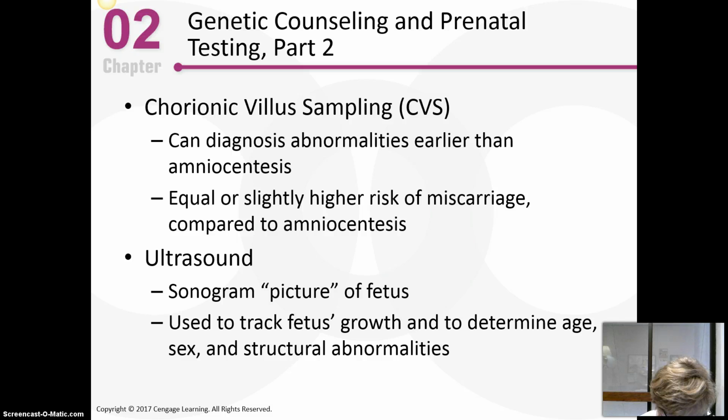So next we want to continue by looking at chorionic villus sampling, CVS, and this can diagnose abnormalities even earlier than the amniocentesis. However, it has equal or slightly higher risk of miscarriage compared to amniocentesis. So again, we don't do this without a good reason. And we have a video on this as well, so after you watch the amniocentesis video, you should watch this chorionic villus sampling CVS video, and it's only 4 minutes long, so again, another super short one.